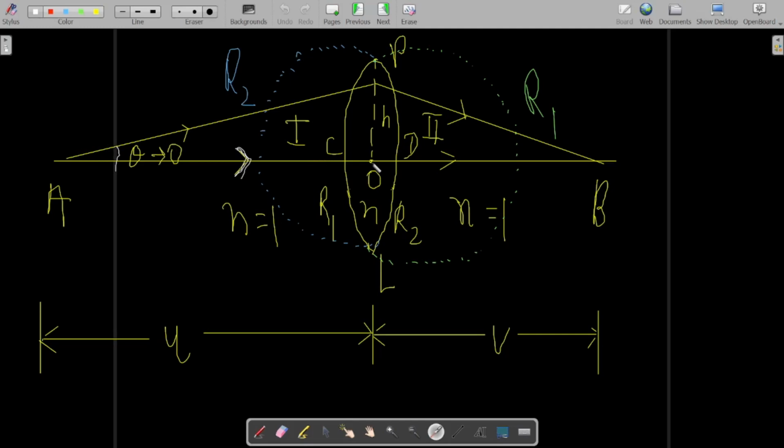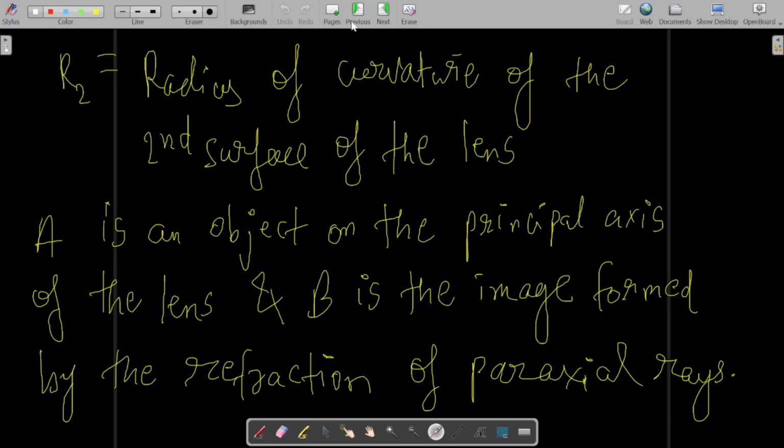So OA is equal to your object distance, which is equal to u. And OB will be what? OB will be equal to v, which is your image distance. OB is equal to v, which is your image distance over here. So this is the thing.